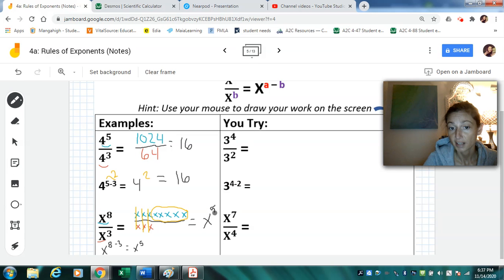But of course, the shortcut is always the easiest way to go. All right, so go ahead and try these problems here on the next page.